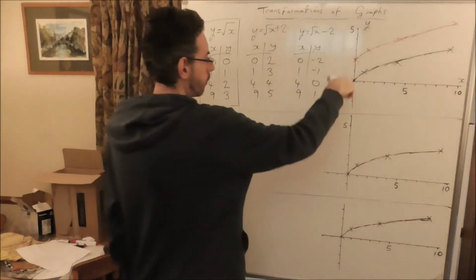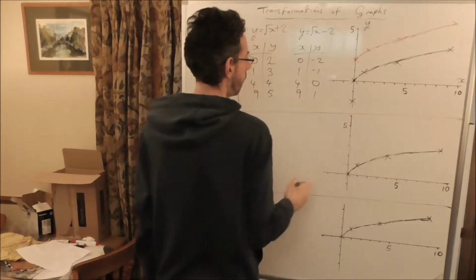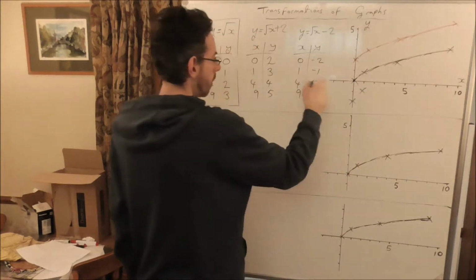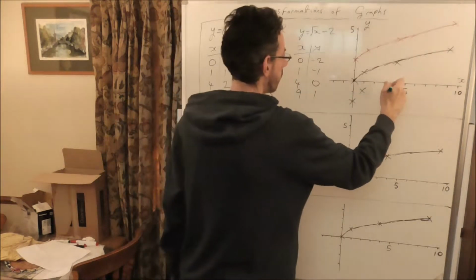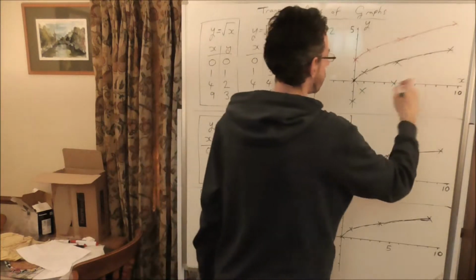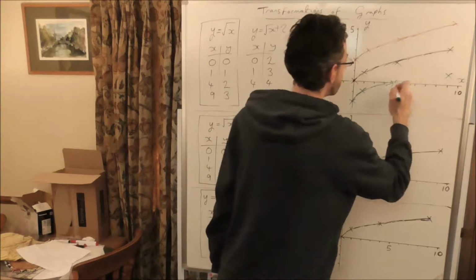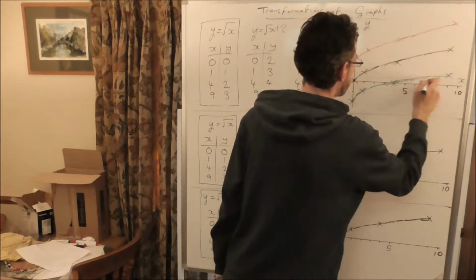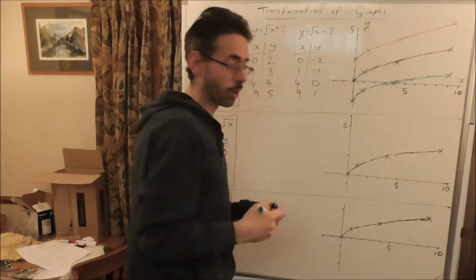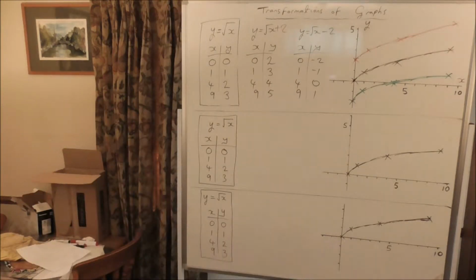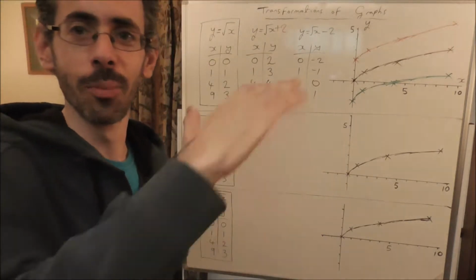So the points are actually going to be 2 lower than they were originally. 1, minus 1 is just over there. 4, 0 is just over here. And 9, 1 is right 9 up 1, just over there. So if I join these points up, it's just the original graph moved down 2 places. It's the original graph translated down 2 places.